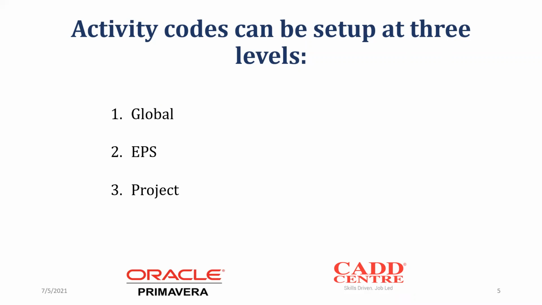Then EPS, the enterprise project structure, means the activity code you've created will be available for a particular enterprise project structure. Then for projects, you can create codes that are only available to that specific project that is currently open. So if you go to other projects, you won't be able to access those activity codes. Is there any question before we go into the practical bit?